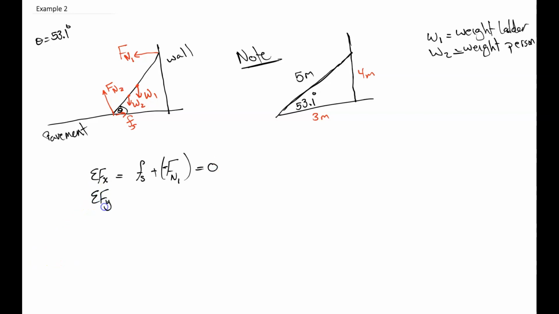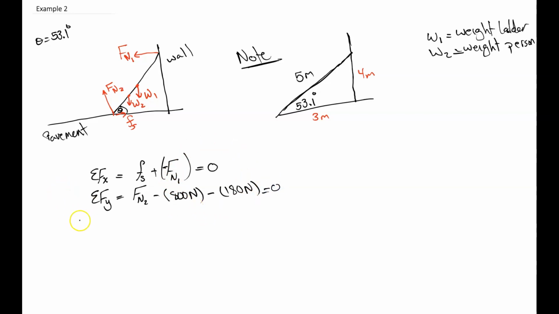And then if we do the same for the sum of the forces in the y direction, we're going to have the normal force, excuse me, from the pavement going up. We're going to have the weight of the person, which is 800 newtons, going down, and we're going to have the weight of the ladder, which is 180 newtons, going down. There are no other forces in the y direction, so that has to be 0.